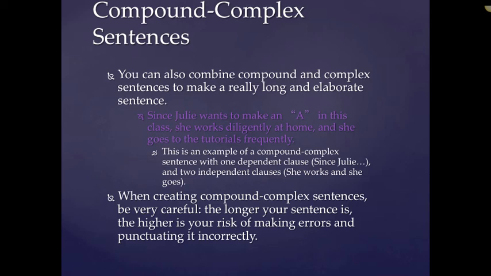It has one dependent clause, which is since Julie wants to make an A in this class, and it has 2 independent clauses joined by a fanboys. They are she works diligently at home and the second one is she goes to the tutorials frequently. Both those independent clauses can stand on themselves. So you have a dependent plus an independent clause plus an independent clause.